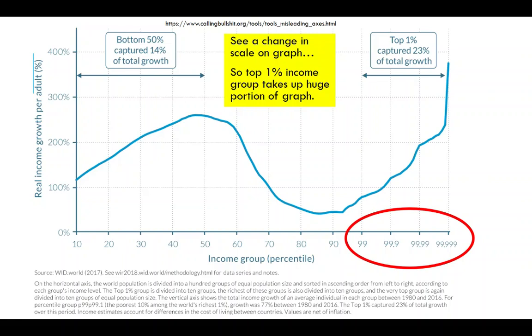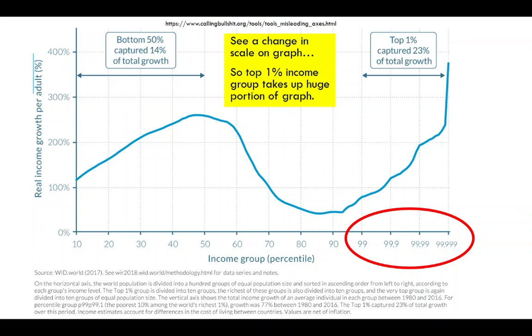all of a sudden on this graph, the scale changes. So let's focus just on the x-axis. We go from 10 to 20 to 30 to 40 to 50, 60, 70, 80, 90, and then we go to 99, 99.9, 99.99. What does that mean? They've taken the edge of that graph and they've stretched it out. That's kind of weird. That's a little sketchy.